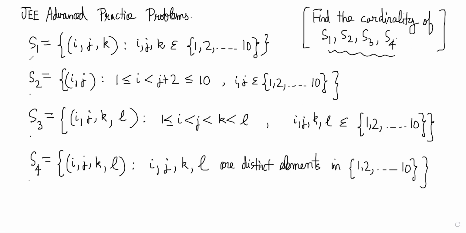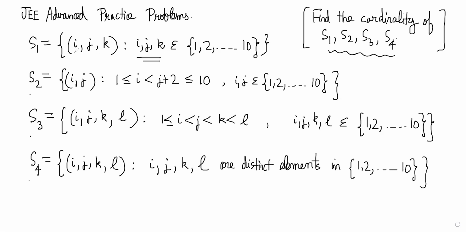So let's look at set 1, for example. Set 1 is an ordered set of three elements i, j, k such that each of i, j, k belongs to the set of numbers from 1 to 10, right? So how many ways can we select an ordered triplet of three elements i, j, k where every element belongs to the set 1 to 10? So obviously the order has to be taken into account here.